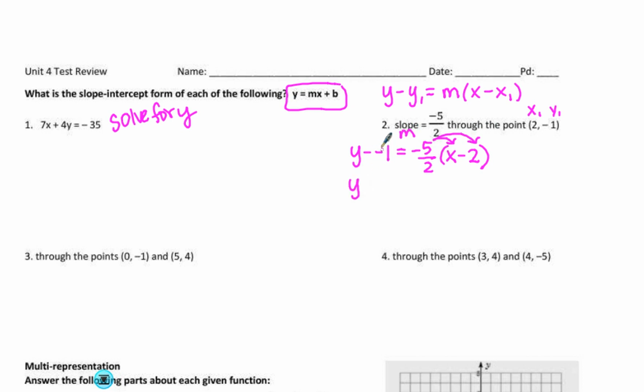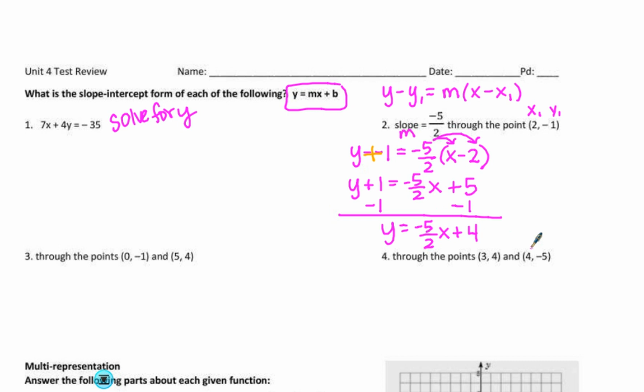Now I'm going to correct this right here. What happens whenever we get y minus a negative? That becomes a giant positive. So we get y plus 1 equals negative 5 halves x. And then negative 5 halves times negative 2 is positive 5. Okay, last step, we need to get rid of this 1 by subtracting him to the opposite side. And our final answer is negative 5 halves x plus 4.